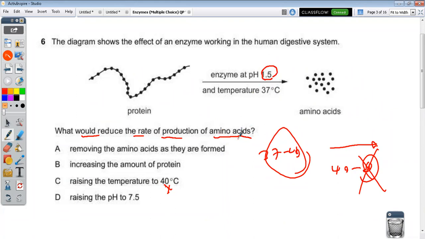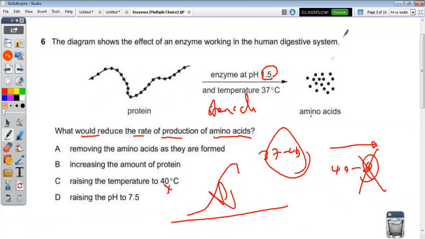1.5. Huh? What's the pH? 1.5. They're saying the diagram shows you the effect of digestive enzyme, amino acids, protein. So we're talking of the stomach, huh? Which you said is acidic. So the moment you start raising the pH, even if I was to draw a pH, it would be like this.